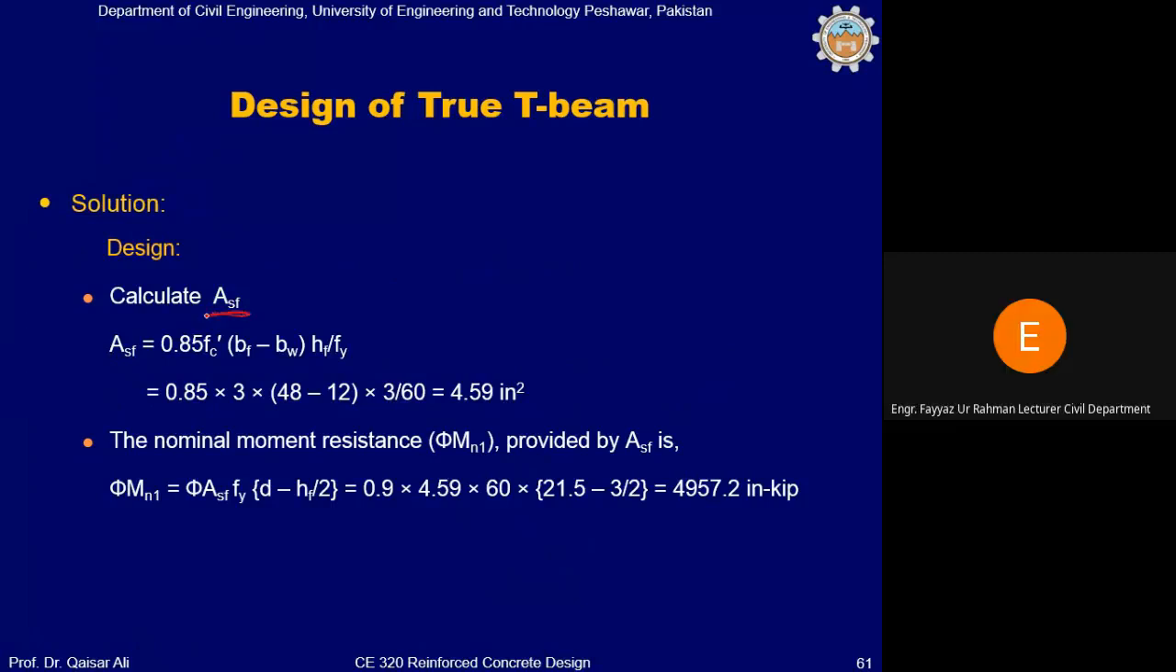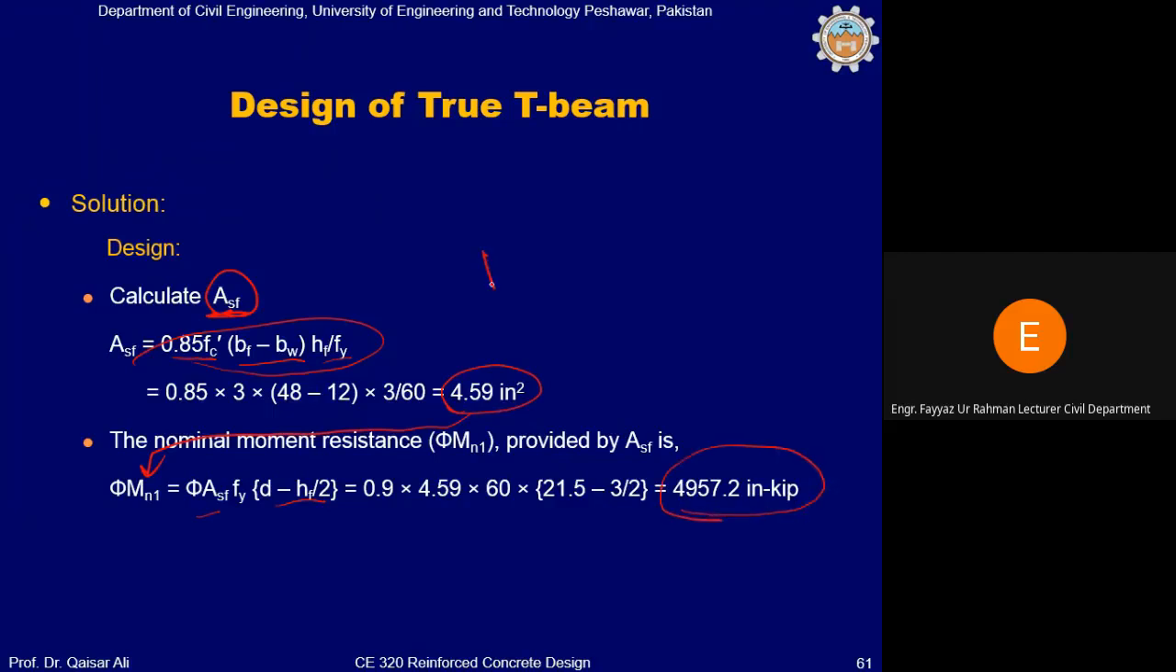First of all, you will calculate As1 or Asf. This is very easy: 0.85 fc prime times (b effective minus bw) times hf divided by fy. All these values are known to you. From this, you can calculate Asf, which is coming 4.59 inch square. Corresponding to this, if we calculate phi Mn1, it will be equal to phi Asf fy (d minus hf by 2). It is coming 4957 inch kip.